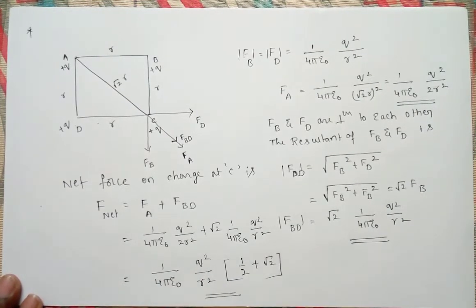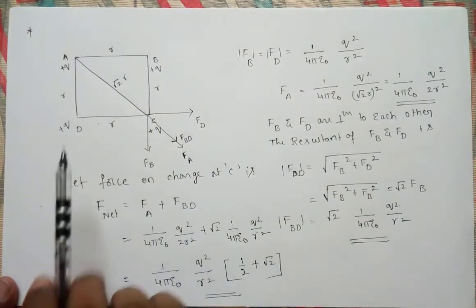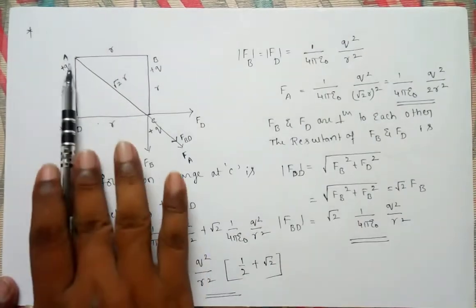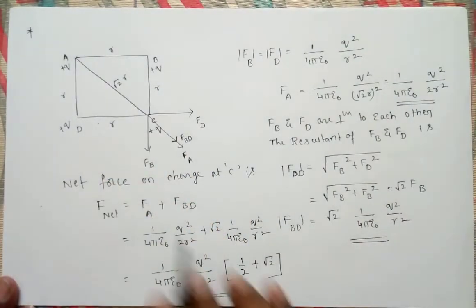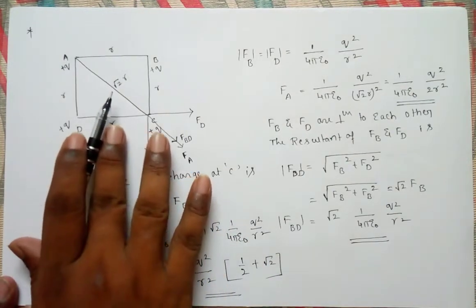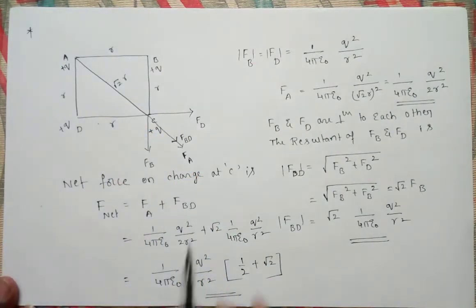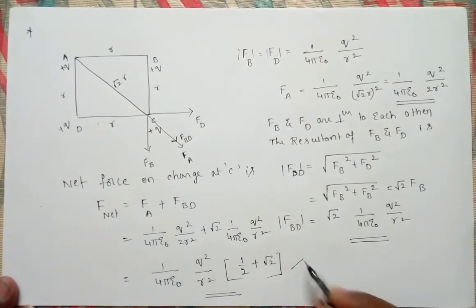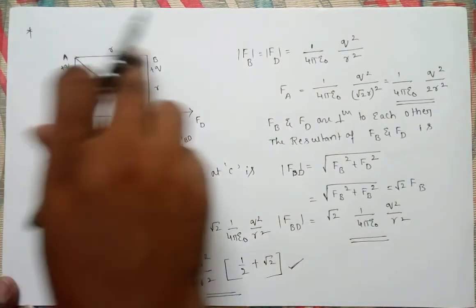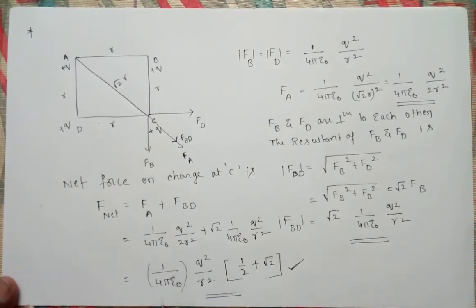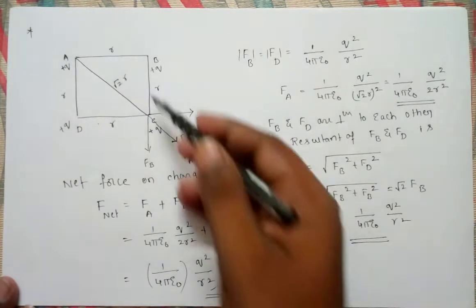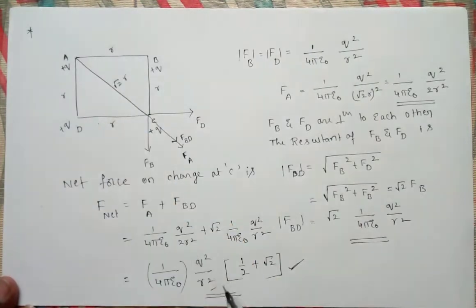So this is the resultant force acting on any one of the corners if the charges present at each corner are the same. This is applicable only for the square, the case we discussed. This result is important. If any charges are given, you just have to substitute the numerical values. You know its value is 9 into 10 power 9, and you can substitute the side length as well as the charge present at each corner. Then you will get the result.